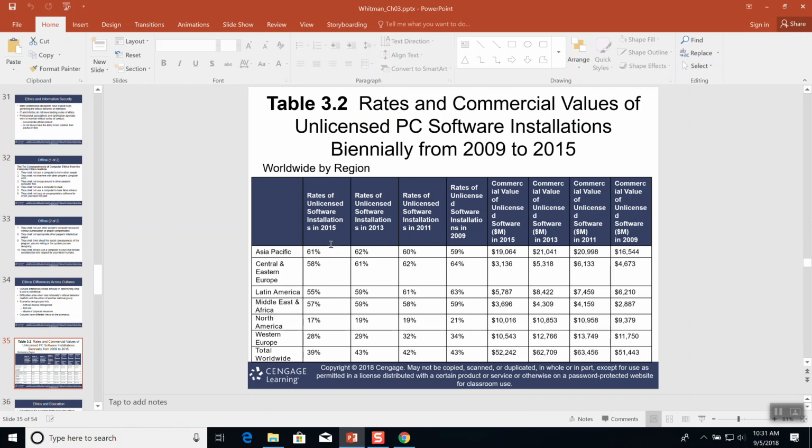Rates of unlicensed software in the United States in 2015, 17%. But over in other countries, Middle East and Africa, 57%. Asia, 61%. So 61% of their software is illegal. And that's why the president has passed some stuff to try to tighten that down. People say, well, why are you doing this? It's like, well, they're stealing our software. Microsoft's still going to make their money, right?